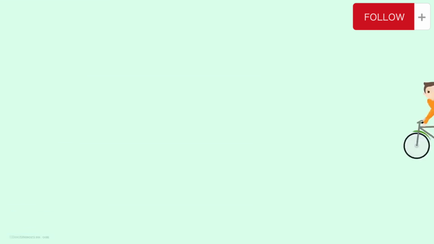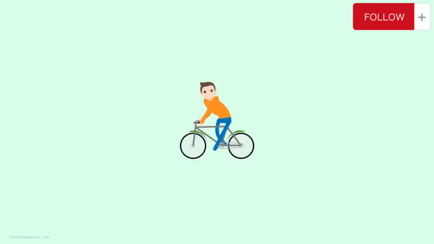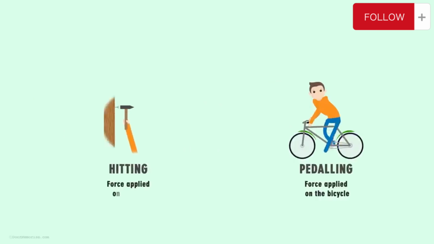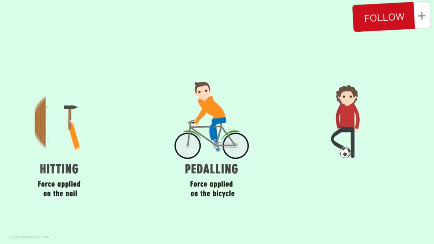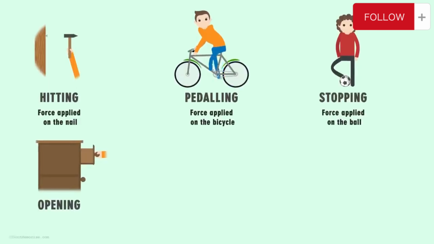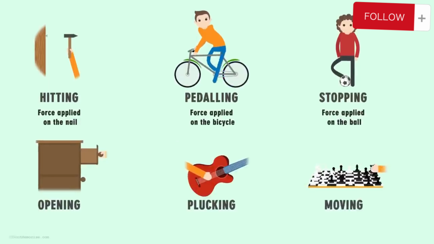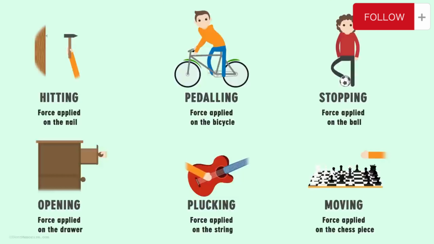So forces are actions such as kicking, pushing, lifting, etc. performed on objects. There are many such actions we can perform. Some more examples include: while riding a bicycle, we pedal it continuously to keep it in motion. Here, pedaling is the force we apply to the bicycle. Hitting a hammer on a nail is also a force applied to the nail. Stopping a moving ball also involves applying a force to stop it.